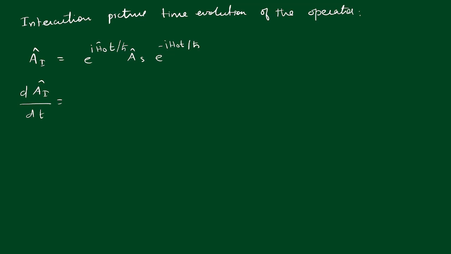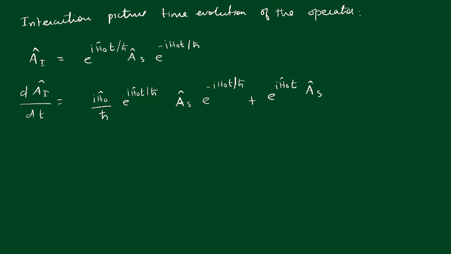You have to use the product rule, so this becomes iH0/ħ e raised to iH0t/ħ, and the other part is e raised to minus iH0t/ħ. You are using the product rule, so you should also use it for as, but we assume that as has no explicit dependence on time, and in general the Schrödinger picture operators are frozen in time, so this part doesn't change. So this becomes e raised to iH0/ħ. Correct, good, it's h cross.